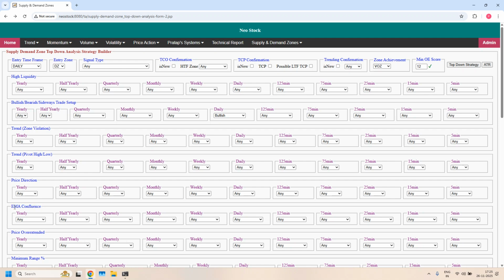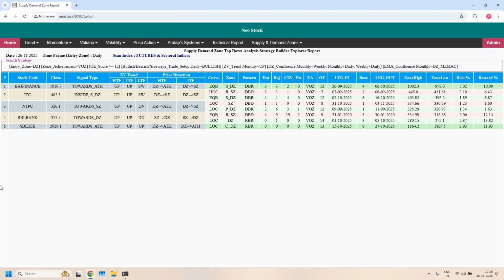So we are checking EMA confluence with monthly demand zone having monthly EMA confluence. At the same time, trend on the monthly should not be sideways. It should be uptrend because it is bullish trade setup. So we got 5 stocks. So these 5 daily demand zones, ignore the pierced zones, and remaining 4 demand zones might be having more high probability to get success.